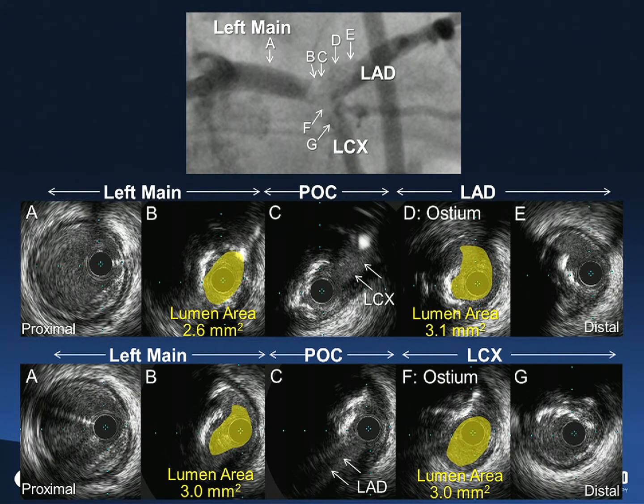Lumen area measurements are shown in yellow. The minimum lumen area in the distal left main measured 2.6 square millimeters in the LAD pullback and 3 square millimeters in the left circumflex pullback. Because IVUS cannot make a lumen area appear to be artificially small, we always use the smaller of the 2 measurements. The osteolumen area of the LAD measured 3.1 square millimeters in panel D, and the osteolumen area of the left circumflex measured 3 square millimeters in panel F.